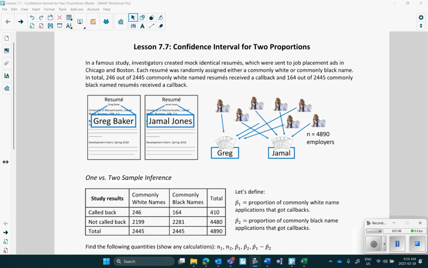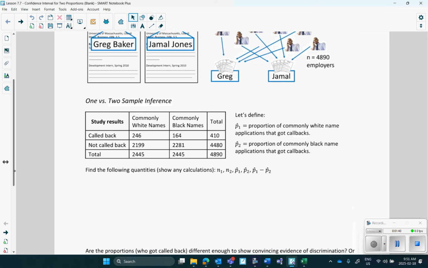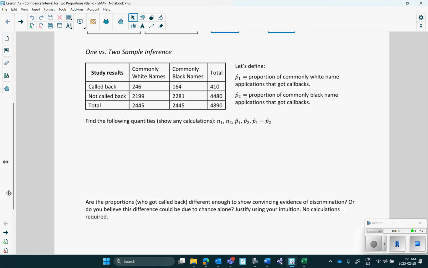So right now, and we can answer this with the numbers later on, but do you suspect discrimination? Why? What sort of stands out to you? Yeah, more commonly white names received a callback. Okay, but we can't prove beyond the shadow of a doubt yet. We can't prove it yet, or have convincing evidence for it yet. So we've got to do some statistical analysis.